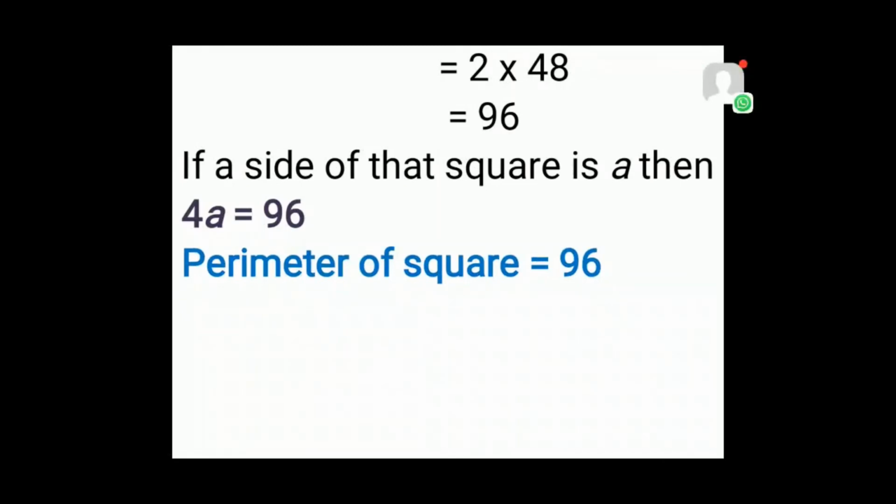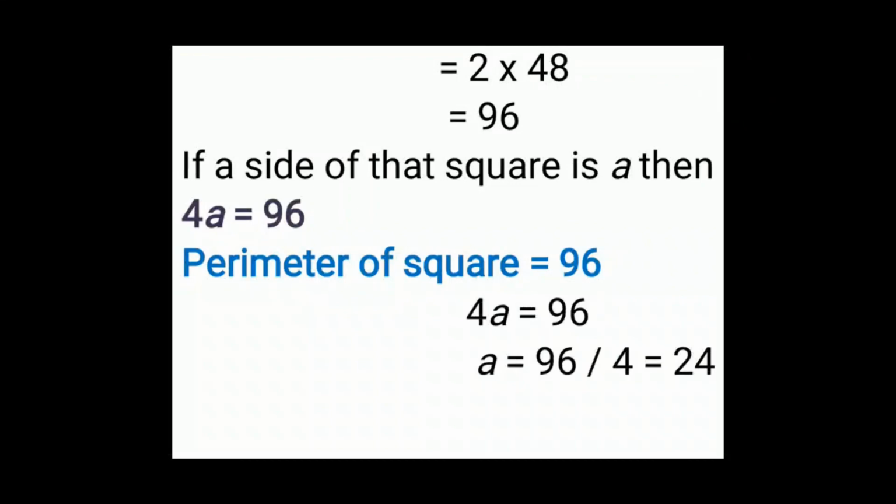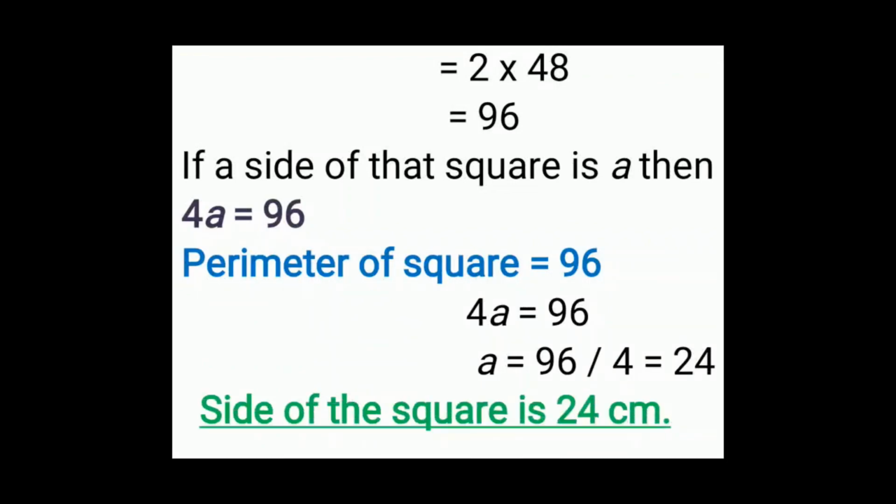Perimeter of the square is 96, which means 4a is equal to 96. 4 is in multiplication. If we want to find the value of a, the 4 goes to the right hand side as a division and you will get 24. That's why the side of the square is 24 centimeter.